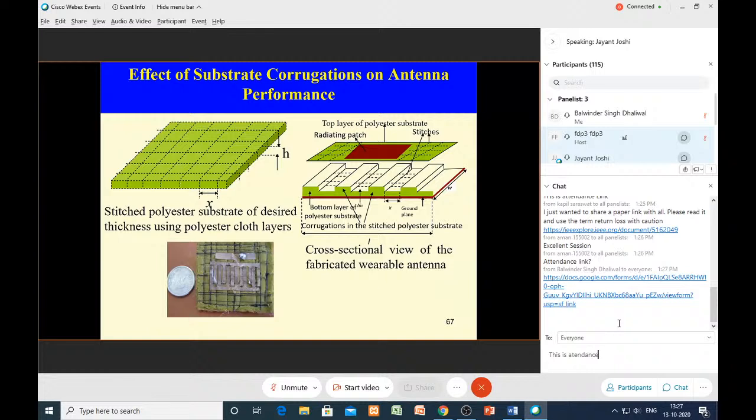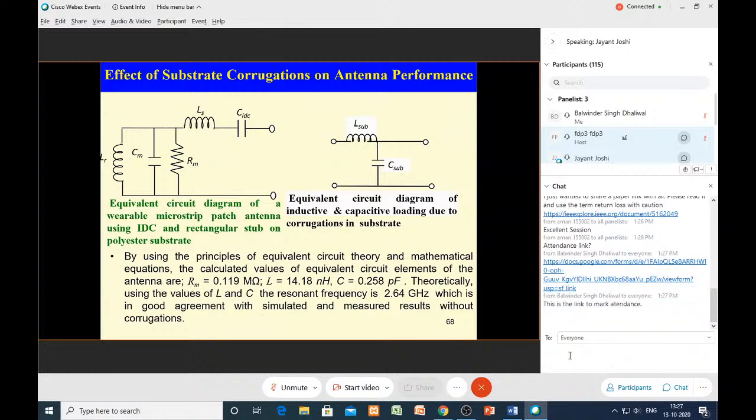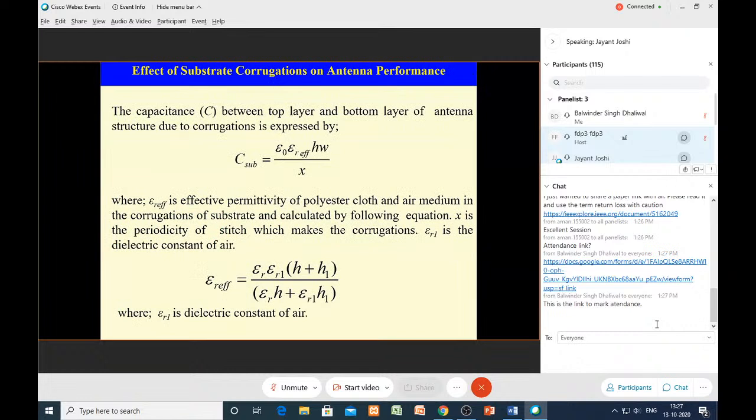Again, we calculated the corrugation effects, and we got a considerable value of capacitance developed due to the stitched corrugations. See the equivalent circuit. This is the first one, the equivalent circuit of the antenna, and capacitance is added into that. Some inductance is added, and practically we got the matching of the second resonant frequency. So these are the values. Here we have to follow the microstrip line equations for calculating the capacitances and the inductances.